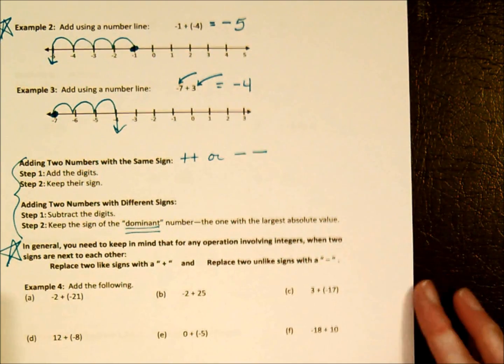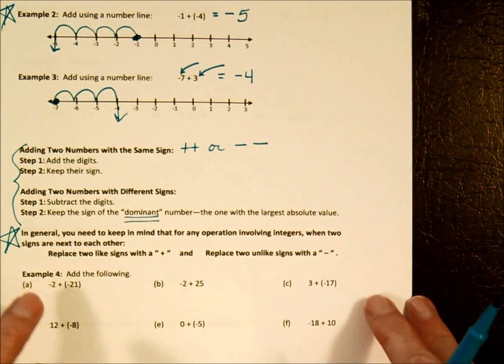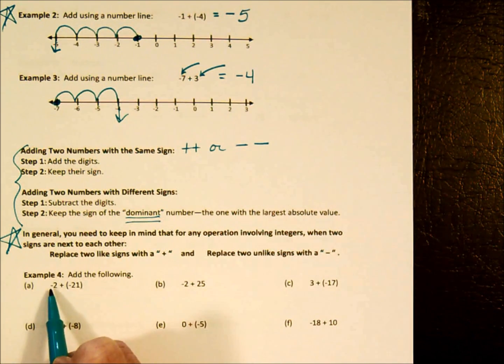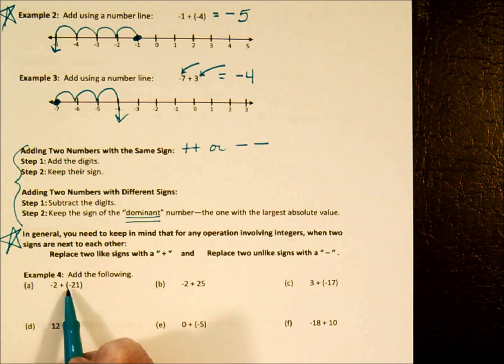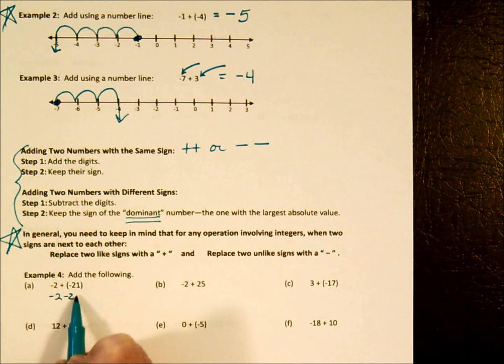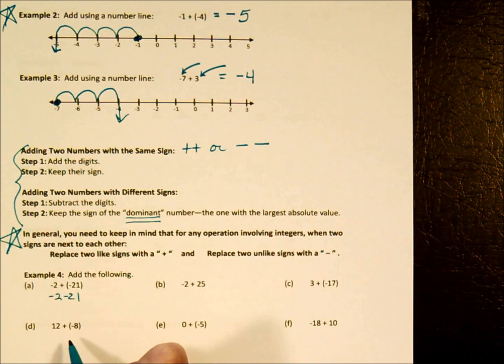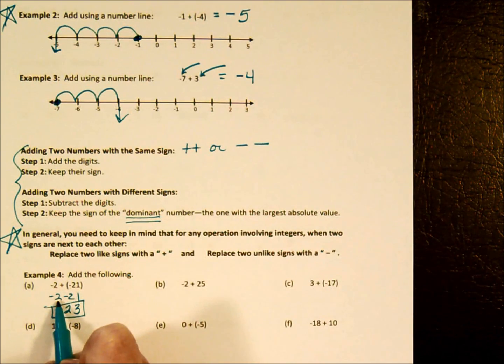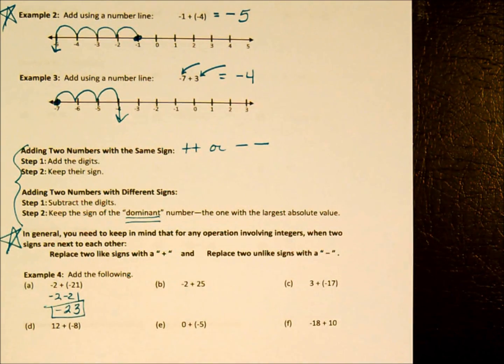So let's see if we can do these by eliminating the double signs and using single signs. Here I have a -2 and a -21. So I have a plus minus. So we know that makes a minus. So it's -2 minus 21. I've got now like signs. Just add them up and keep the sign. So as I start at -2, I go down 21.